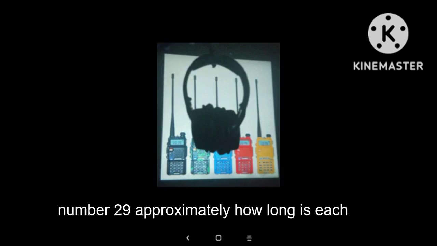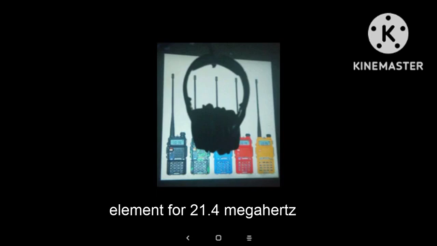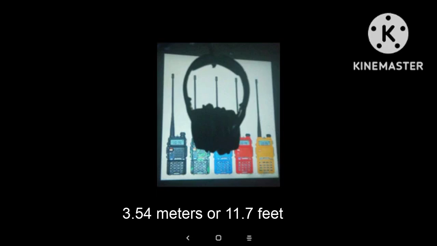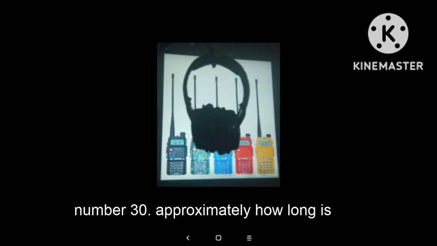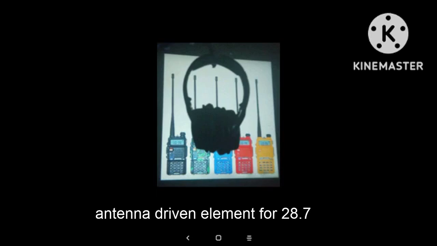Number 29. Approximately how long is each side of a cubical quad antenna driven element for 21.4 megahertz? 3.54 meters or 11.7 feet. Number 30. Approximately how long is each leg of a delta loop antenna driven element for 28.7 megahertz?